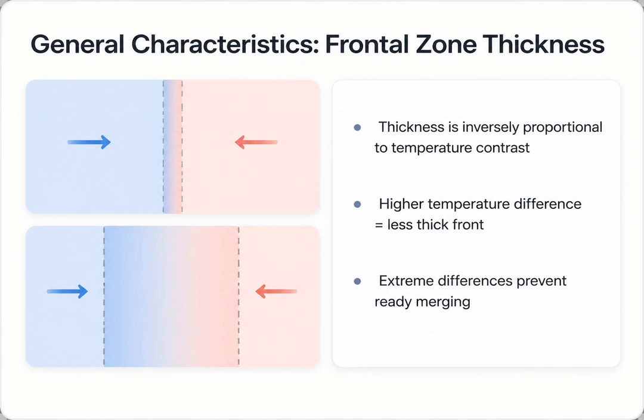Let's look at some general characteristics of fronts, starting with their thickness. The temperature contrast between the two air masses influences the thickness of the frontal zone in an inversely proportional manner. This means that if you have two air masses with a very high temperature difference, they are highly resistant to merging. As a result, the front that forms between them is sharply defined and less thick.